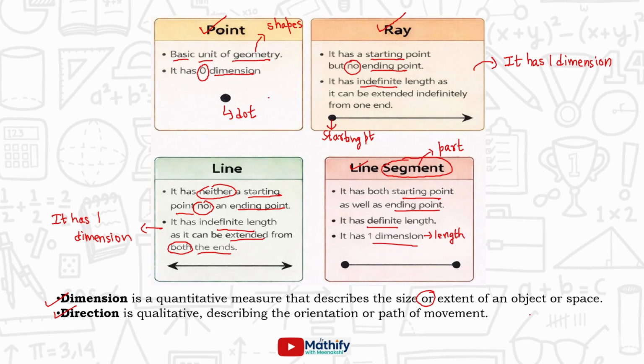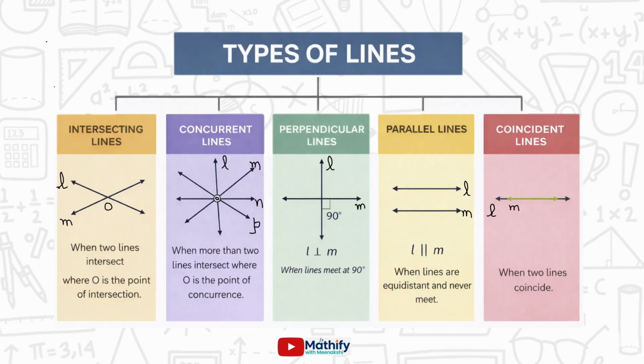Now let's move to next topic. Types of lines. So here I have written 5 types of lines for you. First, intersecting lines. When two lines meet at any angle, either acute, as you can see, these two angles are acute and they are equal because they are vertically opposite angles, or obtuse. These two angles are obtuse and even they are equal, but it can't be 0 or 180 degrees, and wherever they meet, that point is known as the point of intersection.